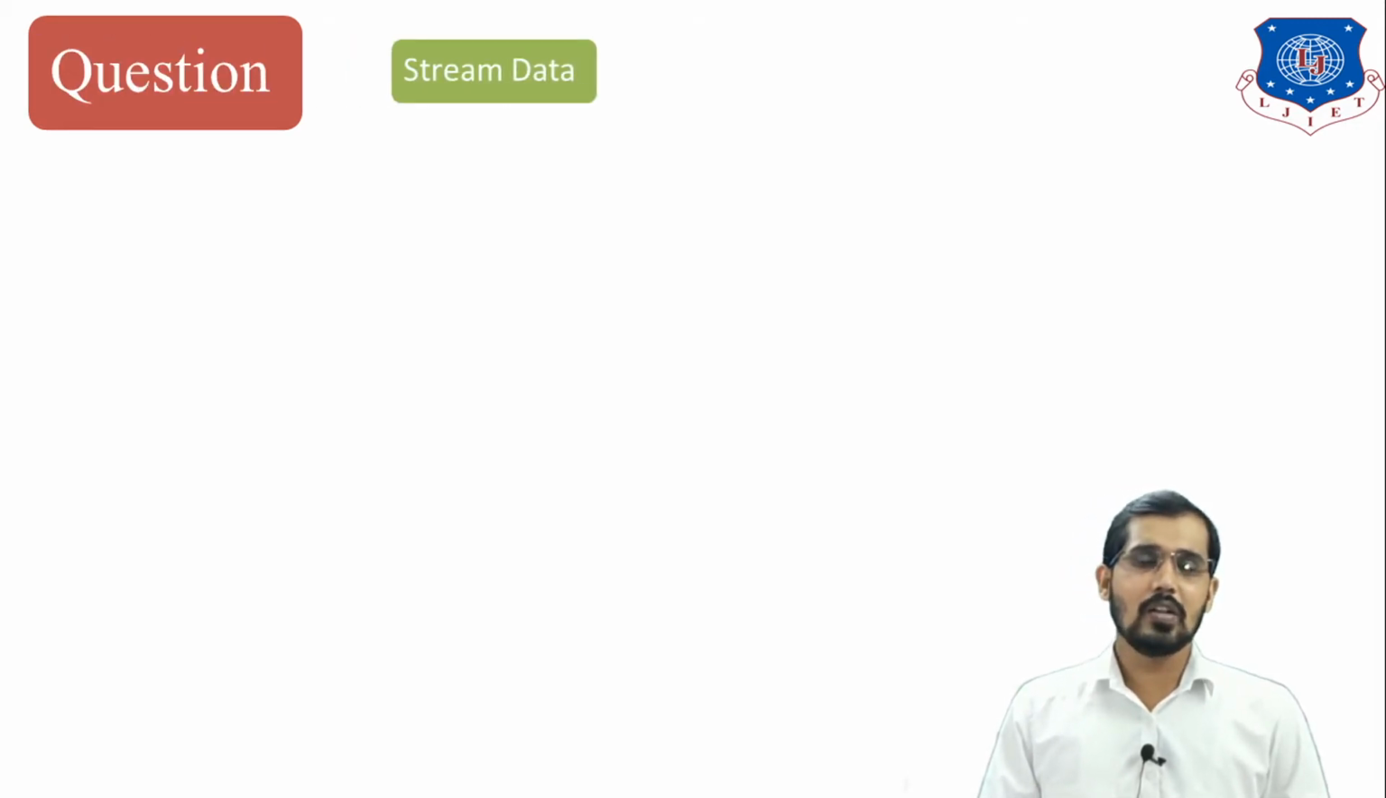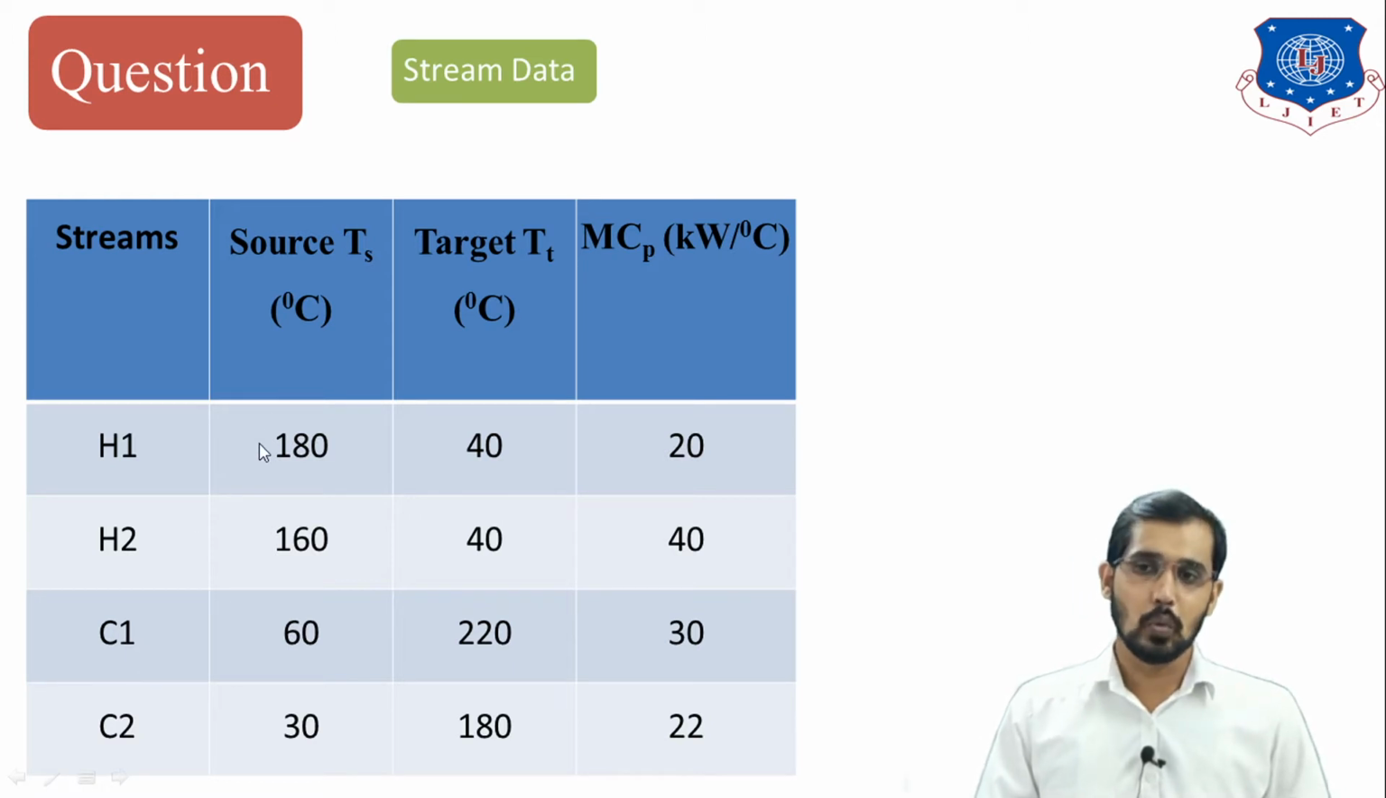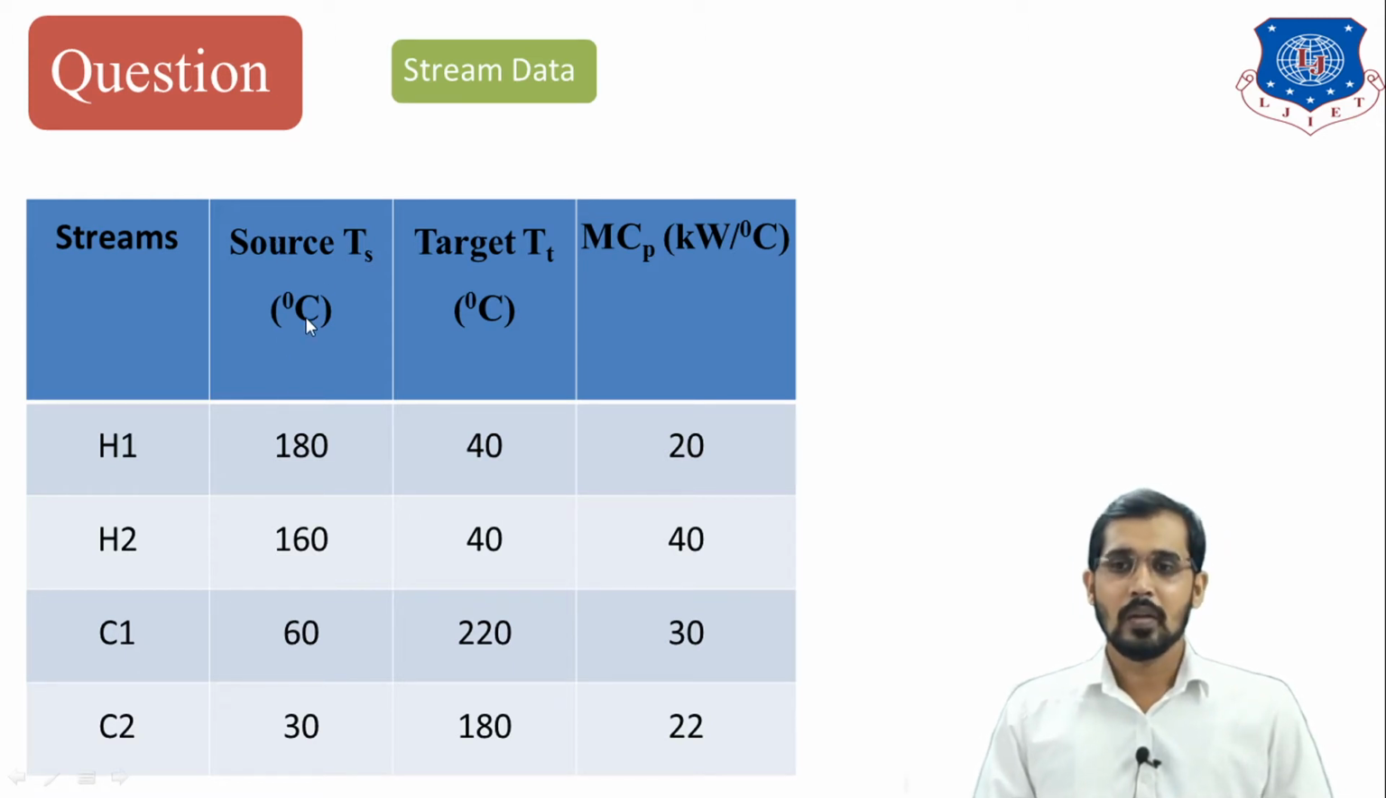So stream data will also be given in your exam like this. There are various streams available. See on the screen, those streams are H1, H2, C1, C2, means hot stream 1, hot stream 2, cold stream 1, cold stream 2. After that source temperature, that is 180 degrees Celsius followed by 160 for H2 and 60 degrees Celsius for C1 stream, and for C2 stream that is 30 degrees Celsius. These are source temperatures given in degrees Celsius.